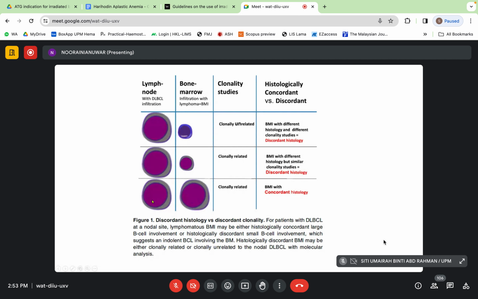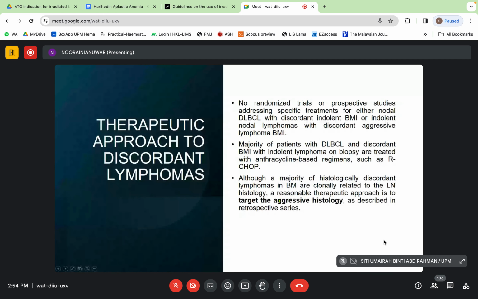Okay, and if the lymph node and bone marrow show the same infiltration by the same high-grade lymphoma with the clonality study related, this is what we call concordant histology. In terms of therapeutic approach for discordant lymphoma, ideally we target the aggressive LPD to be treated. For example, in LBCL, we give R-CHOP.